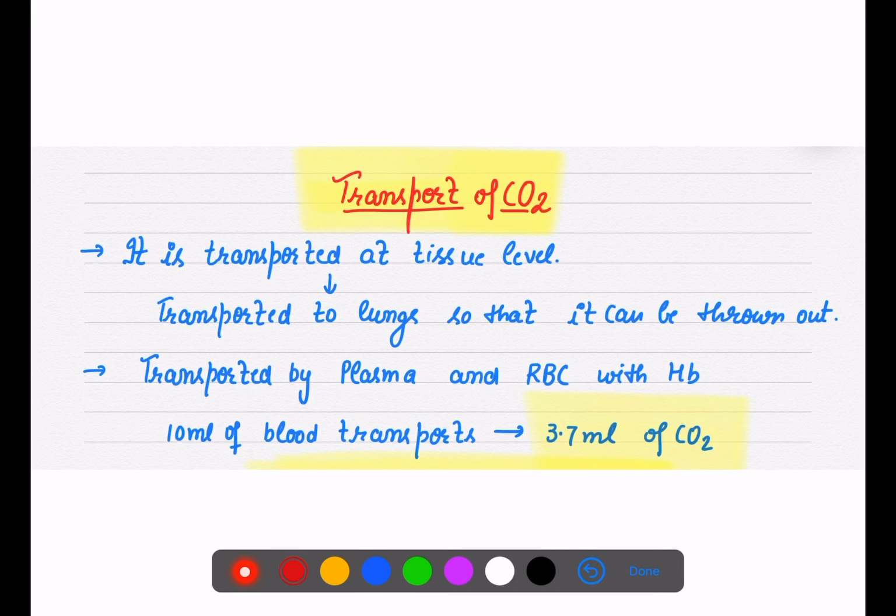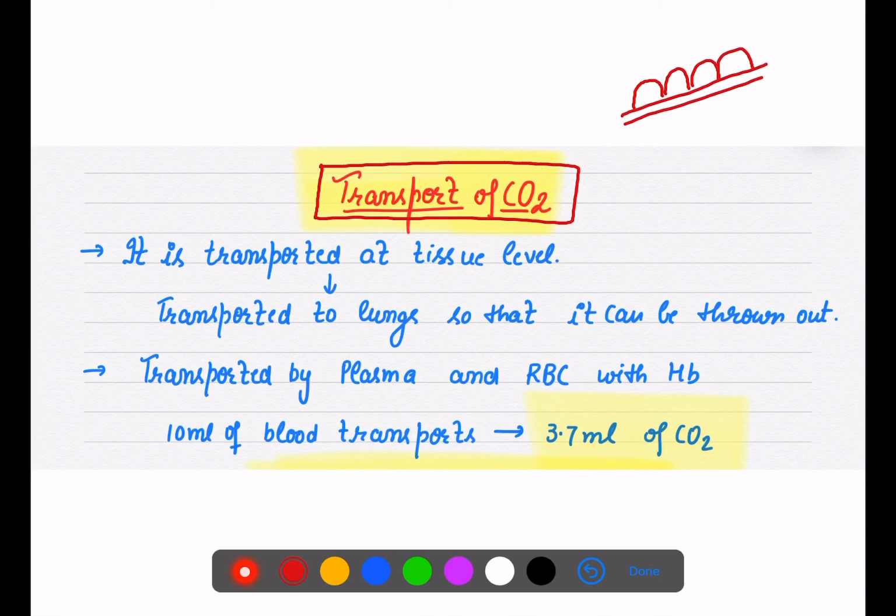Now let's talk about the transport of CO2. Usually, where do you find CO2? It is mixed in the blood at the tissue level. So transportation of CO2 starts at the tissue level. That CO2 is transported to the heart first, and then it goes to the lungs, and from the lungs it is thrown out into the atmosphere.